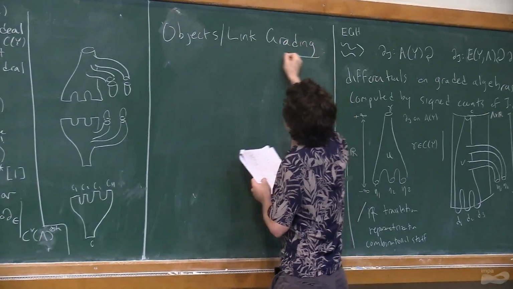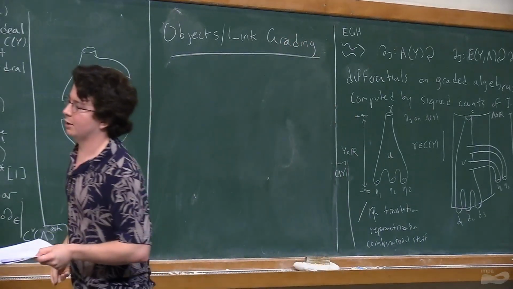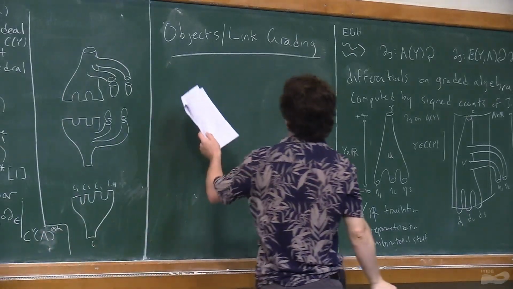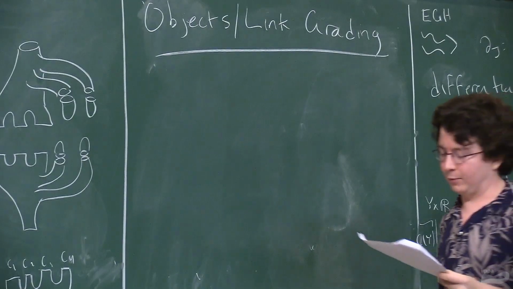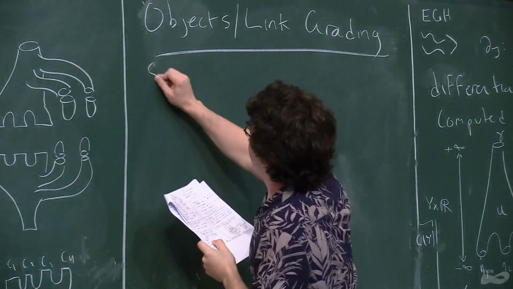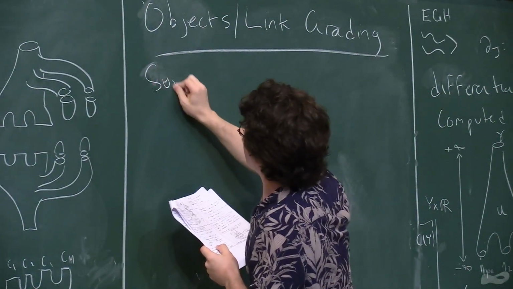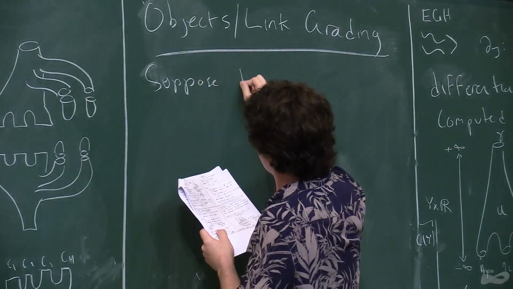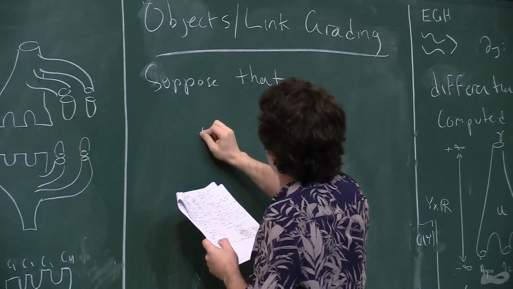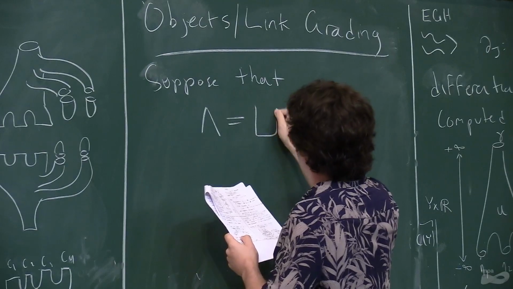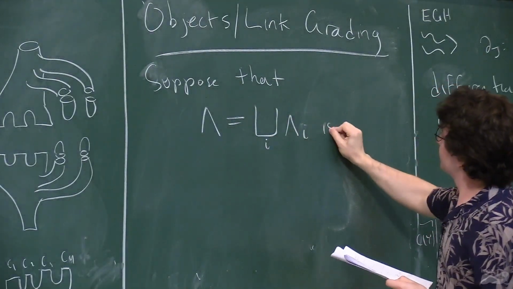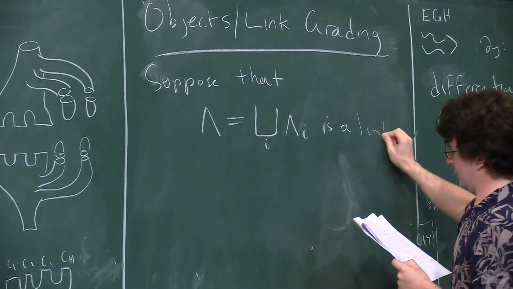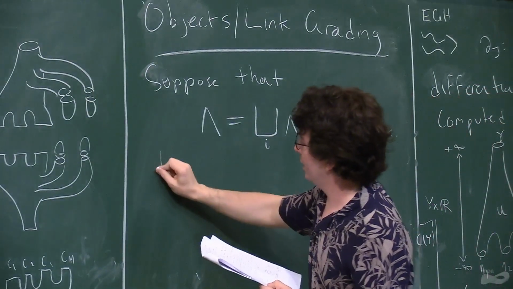So in this Ng paper, or Lenny's paper with everybody, this is called a link grading, but I think an object grading is also a good name for it. Okay, so now suppose that I have some Legendrian links. So I have a union of a bunch of Legendrians which are all connected and compact.